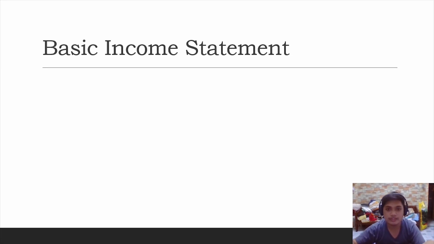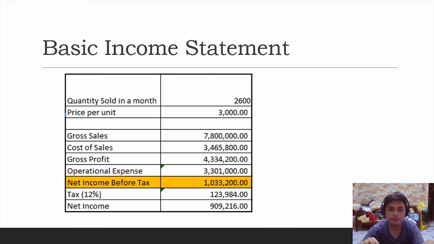Next to be presented is the basic income statement of the financial sheet that we have done. So here's the result of our basic income statement. The quantity sold in a month would be 2,600, since the daily capacity of our manufacturing would be 100 per day times 26 days, the minimum number of days for an employee to have their full wage.